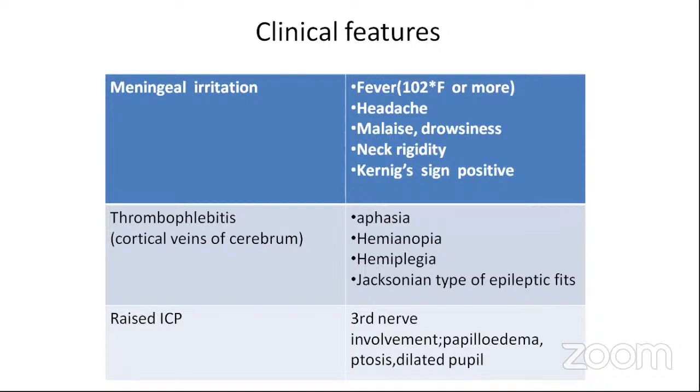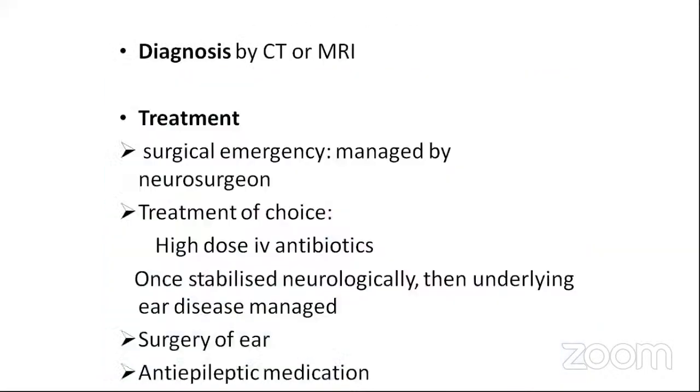So the clinical features will be because of meningeal irritation, the patient can have fever, headache, malaise, drowsiness, neck rigidity, Kernig's sign positive. Because of thrombophlebitis, there will be aphasia, hemianopia, hemiplegia, Jacksonian fits, and also because of raised intracranial pressure, there will be papilledema, ptosis, dilated pupil, and terminal involvement. So diagnosis again you have to do CT and MRI. Treatment is a surgical emergency. It is managed by the neurosurgeon. You have to drain the abscess and high dose IV antibiotics must be given. Once the patient is stabilized neurologically, then the ear disease should be managed. Surgery of the ear, anti-epileptic medication can be given.